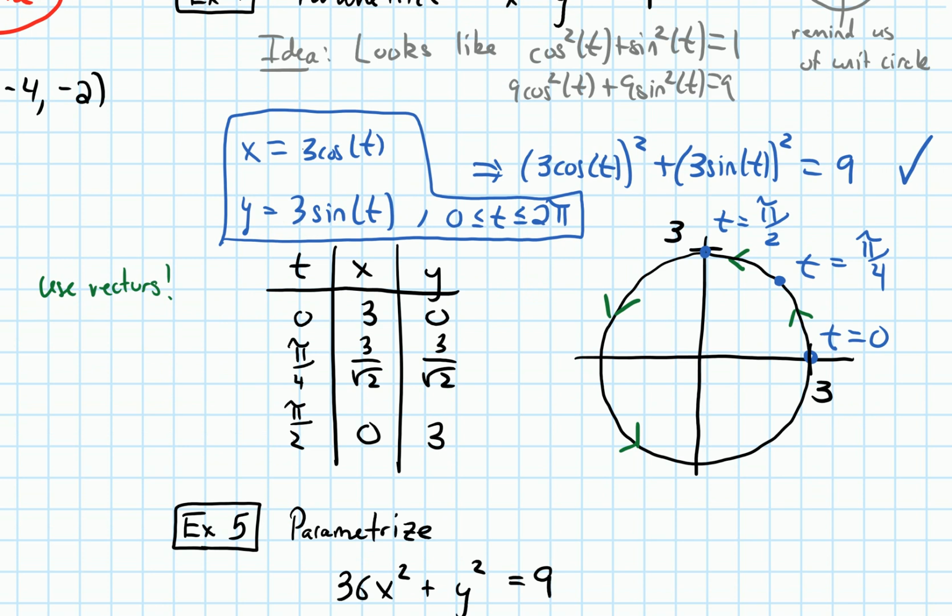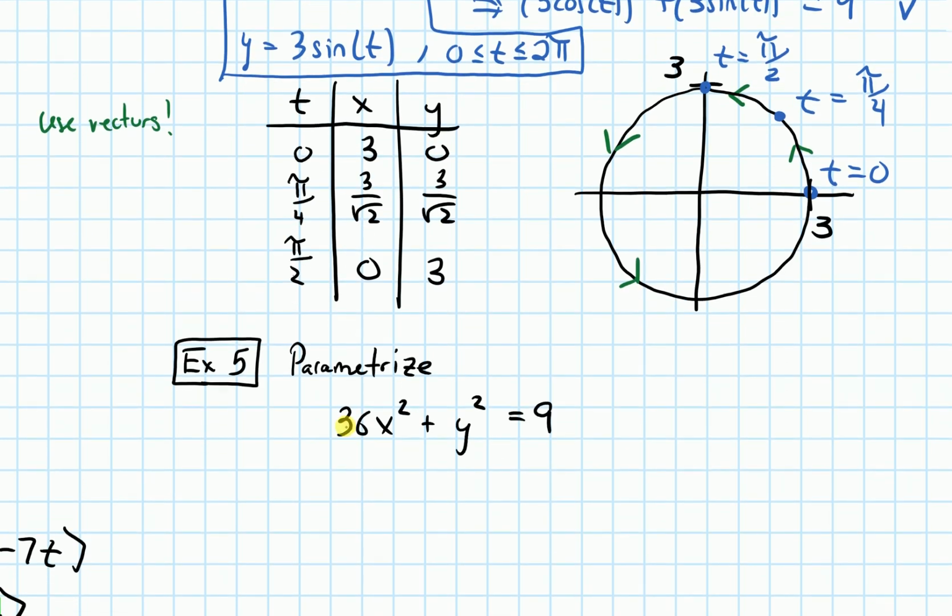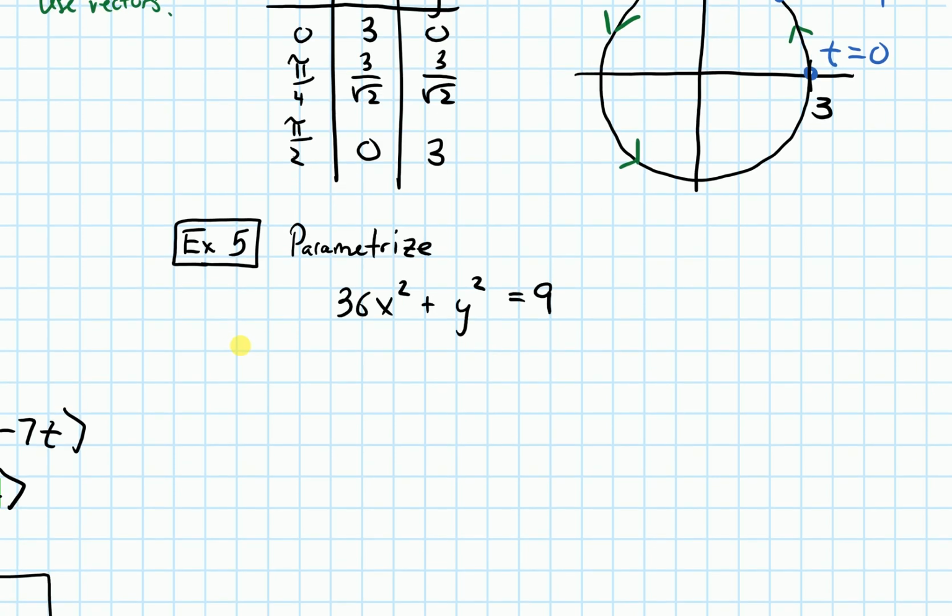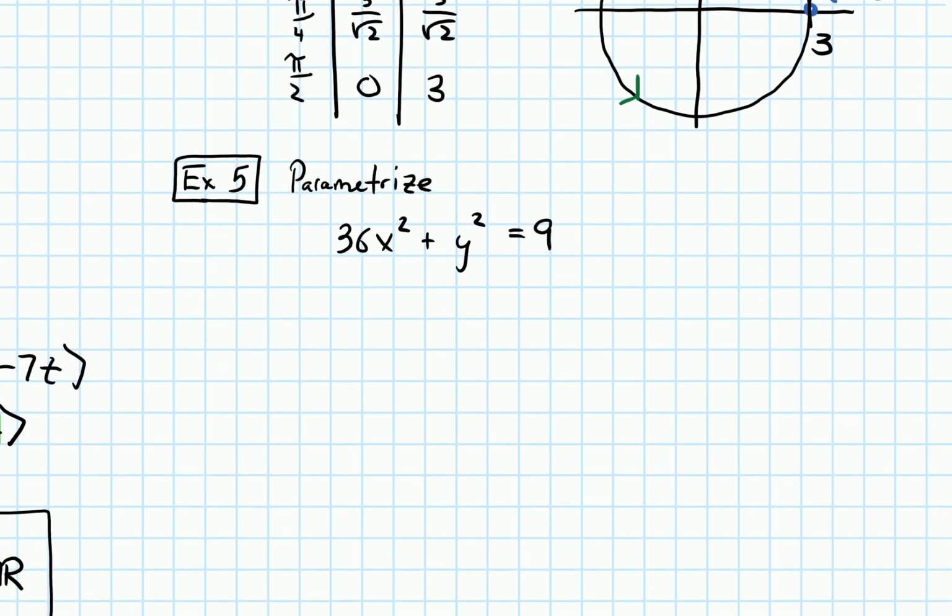All right, so let's do another example now. Let's parametrize 36x squared plus y squared equals 9. So this isn't a circle. We might recognize that this is the equation of an ellipse. The equation of an ellipse in general looks like x squared over a squared plus y squared over b squared equals 1. So an ellipse in general has this form.